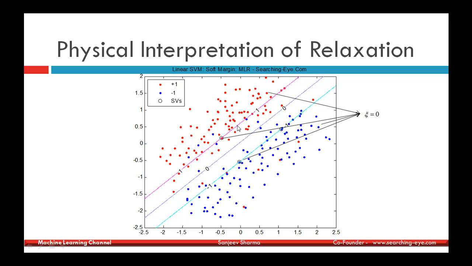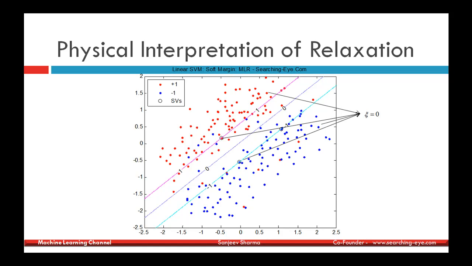So all the red points above the line y(x) equal to 1 will have eta equal to 0. Even a point lying on this line y(x) equal to 1 will have eta_n equal to 0, and the same is the case with the blue class. The points below the boundary y(x) equal to -1 and the points on the boundary y(x) equal to -1 will have eta equal to 0. So all these points which are correctly classified and which are on the margin have eta equal to 0. This was the case for the points which are correctly classified and the points which are lying on the margin.